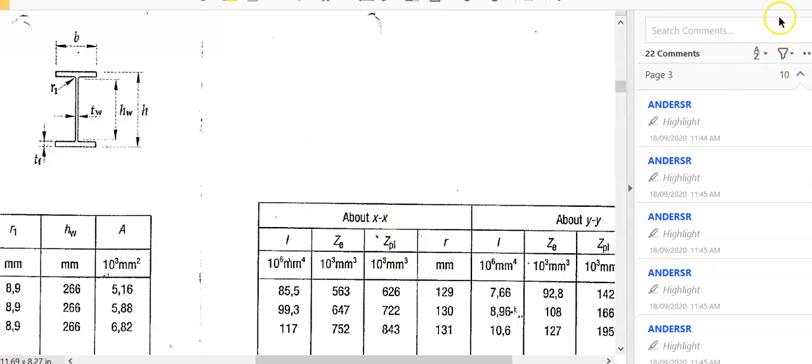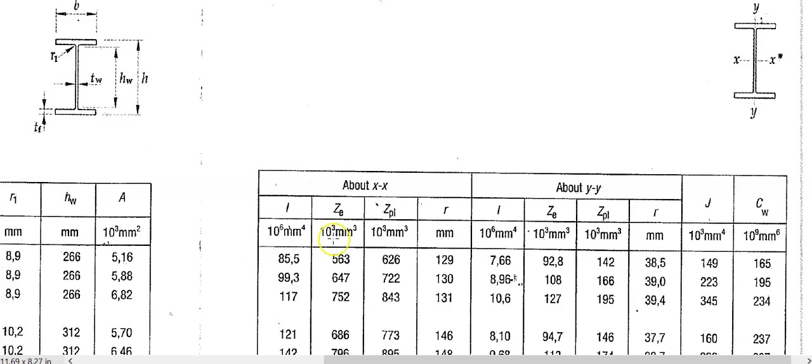Anyway, so this section here has an Ixx value of 85.5 times 10 to the power 6 millimeters to the fourth, and its Iyy value, about the y-axis, is 7.66 times 10 to the power 6 millimeters to the fourth. As we work through the section, I'm going to refer to the table and pick up the relevant values.